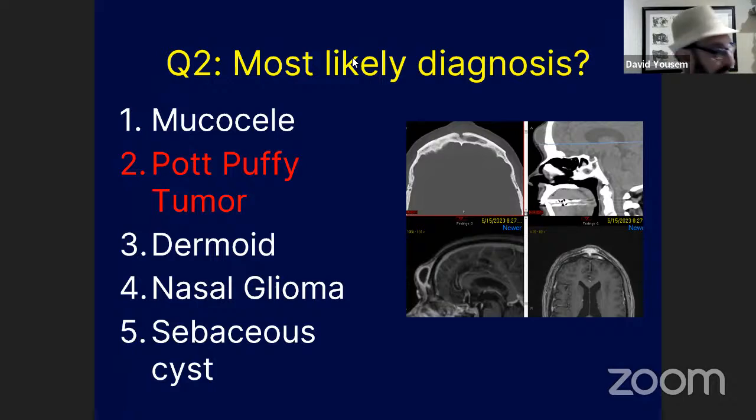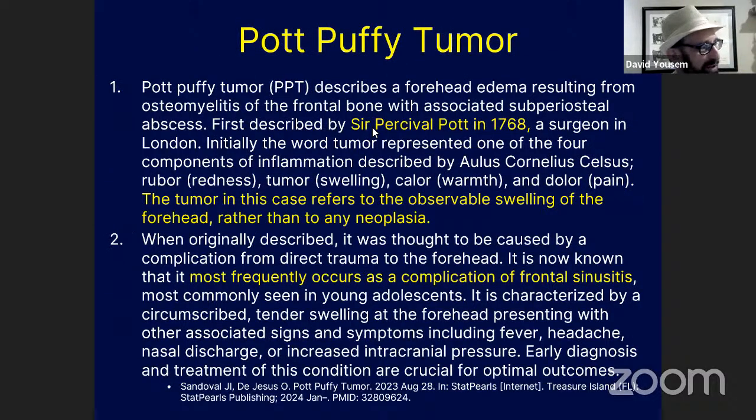And let me give you a little history here. All right, pot puffy tumor, forehead edema resulting from osteomyelitis of the frontal bone associated with a subperiosteal abscess, first described by Sir Percival Pott in 1768. Let me tell you, they did not have CT scans back then. And that's why he thought it was a tumor rather than the spread of infection from the frontal sinus. And obviously, when he went to cut it open and got that purulent stuff coming out.